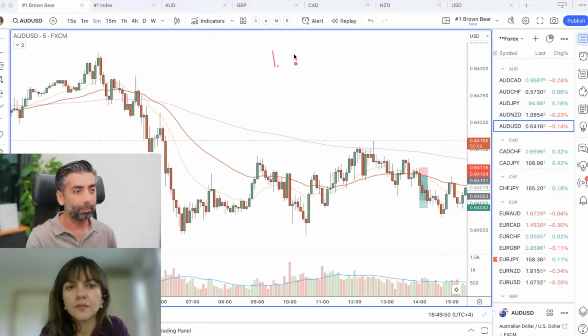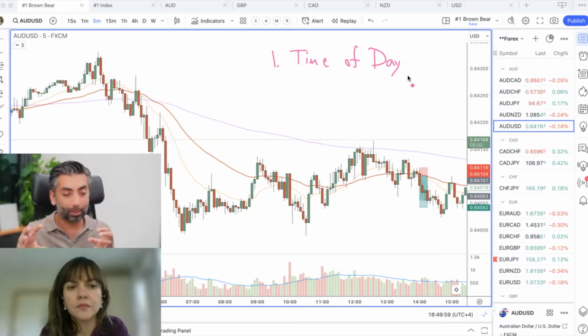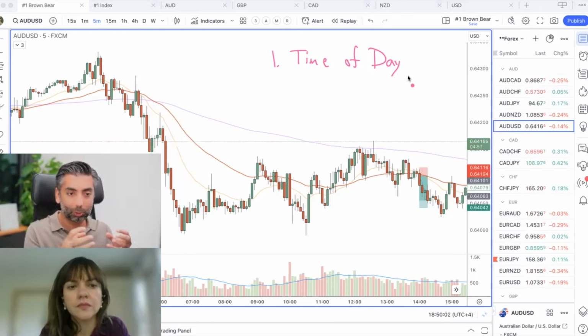One is time of day. Time of day is very important for me to say how close I am to the action or how far away I'm getting from the action. These things generally are so important to me.